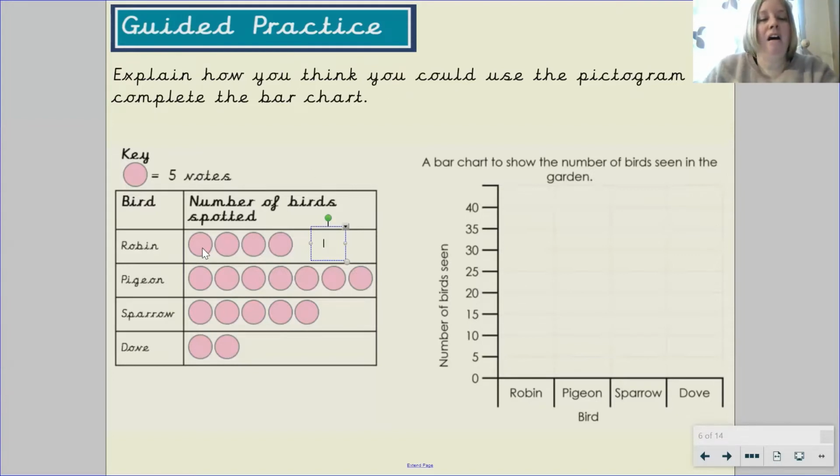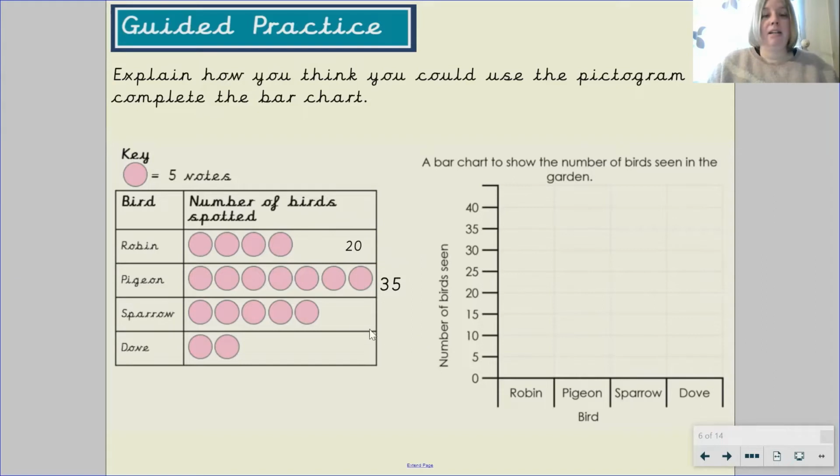Let's go. 5, 10, 15, 20. So 20 robins were shown in total. I will need that information to complete my bar chart. Then I'm going to count how many pigeons were spotted. Can you count with me? 5, 10, 15, 20, 25, 30, 35. So 35 pigeons were seen in total.